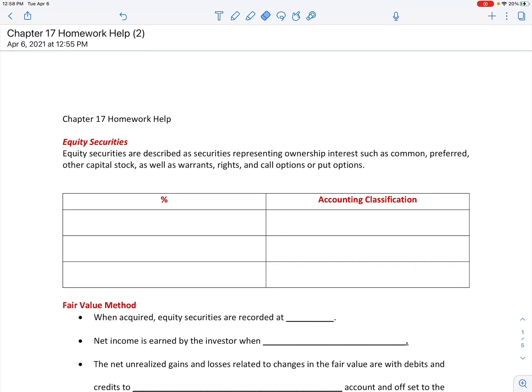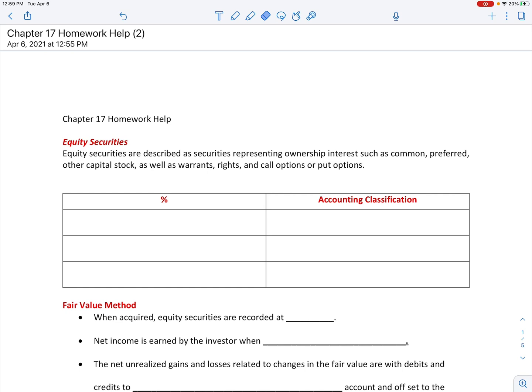In this chapter, we go through equity securities and debt investments. These can get a little tricky, so we're going to take you step by step through these to show you how to account for them and, of course, some of the journal entries that go along with that. First, let's talk about equity securities.